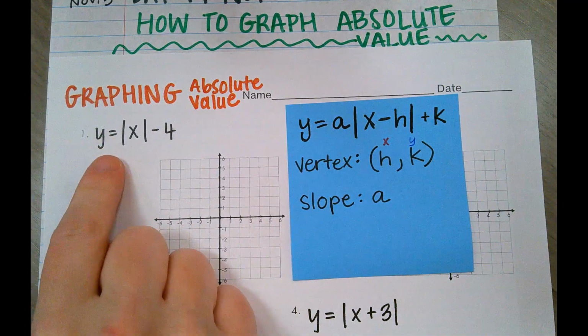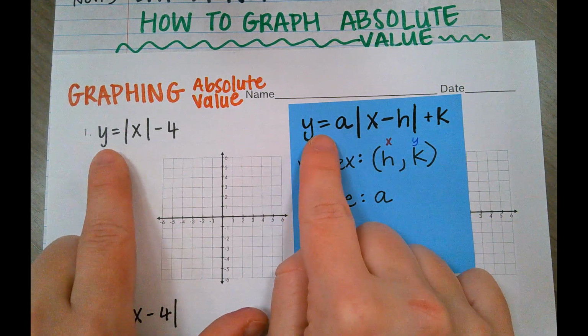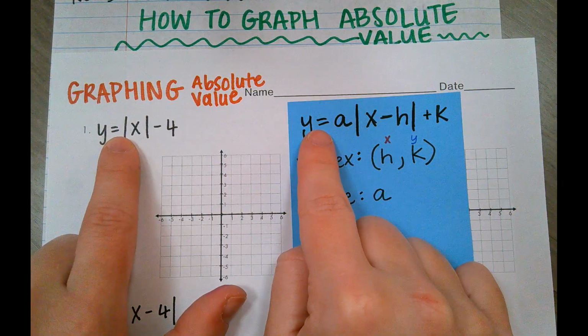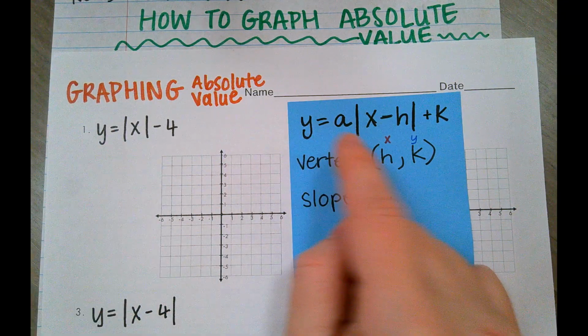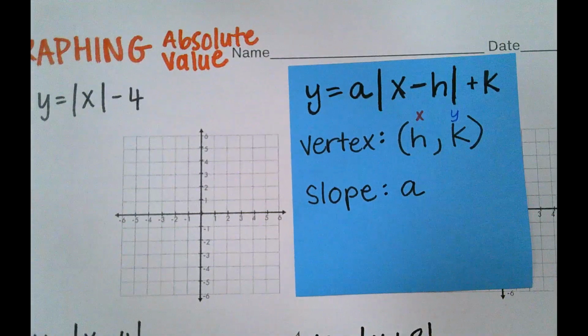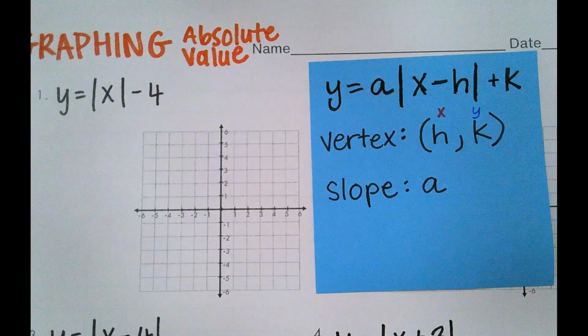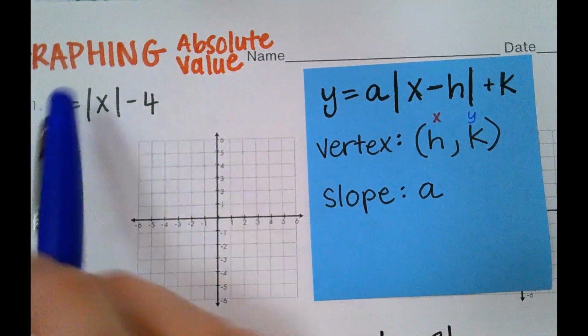Y equals, let's compare it to the sticky note. On number 1, do I have a value for a? No, there's no number in front of my absolute value of x. So whenever there's no a, no number there, our slope is just 1. And that's why we go up 1 over 1, up 1 over 1. It's an invisible 1, so we're not worried about that yet.